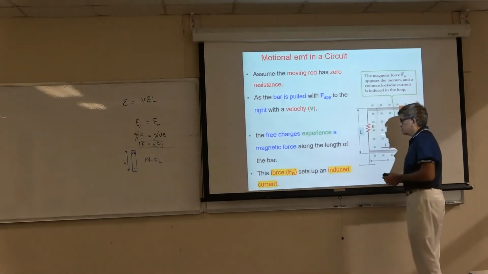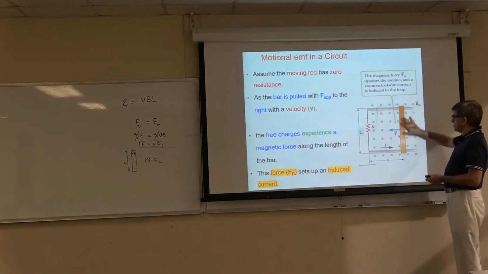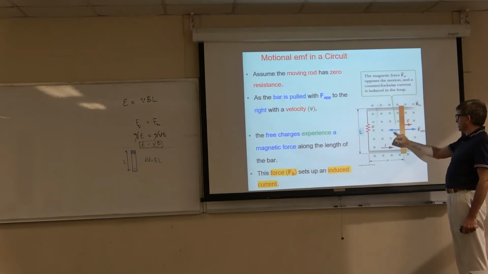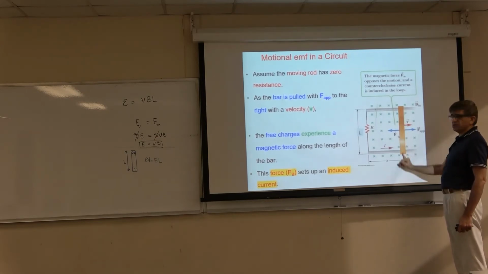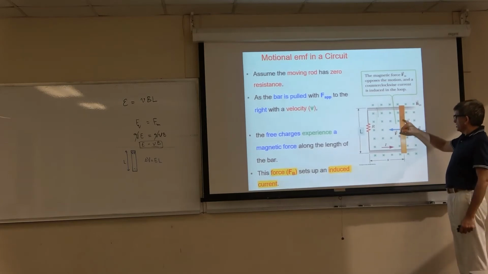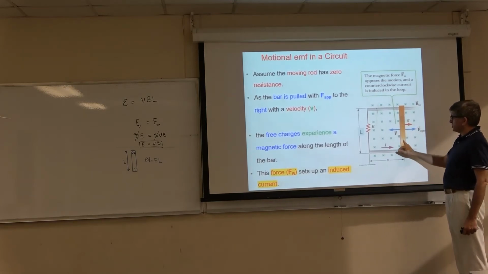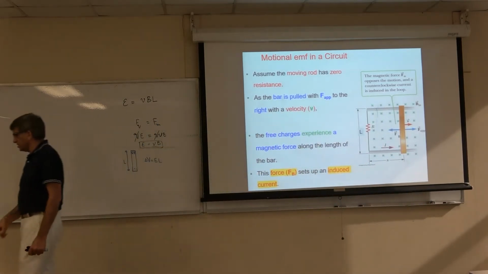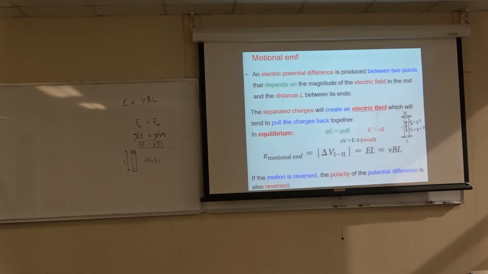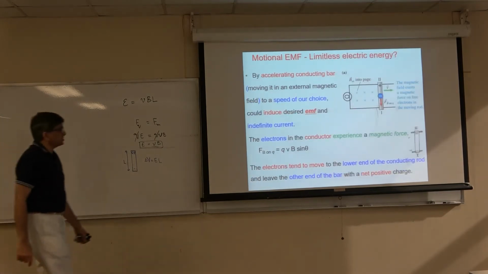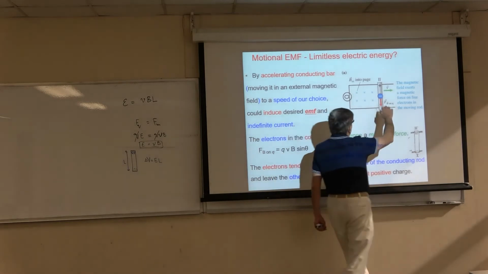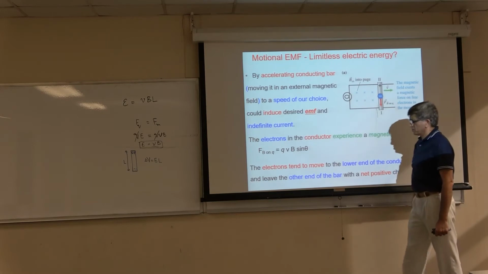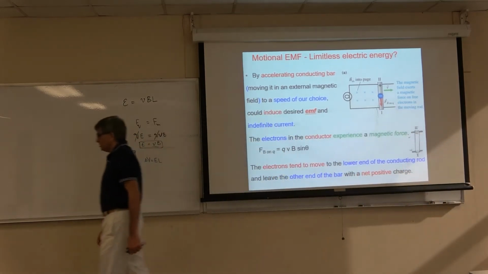So these free charges will experience a magnetic force along the length of the bar, rather than this way. This is going in this direction. As a result, this force will let the charges move in the circuit, and the current will be produced. So basically, this picture is a better representative of that whole system. The charge moves because of the magnetic forces applied over there.